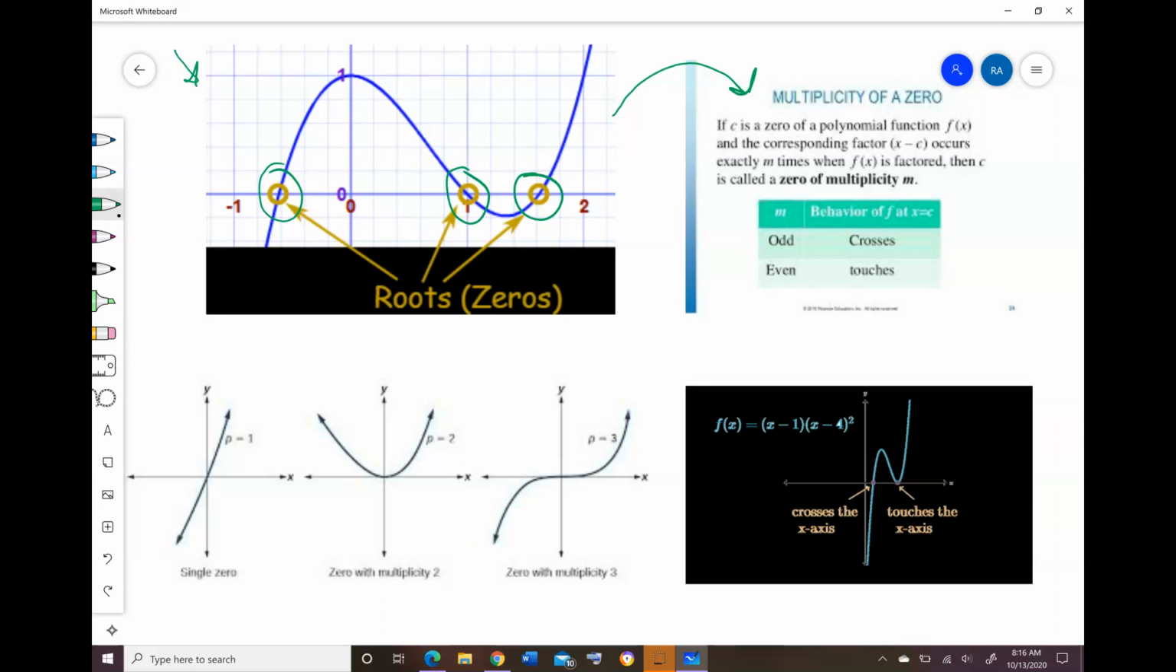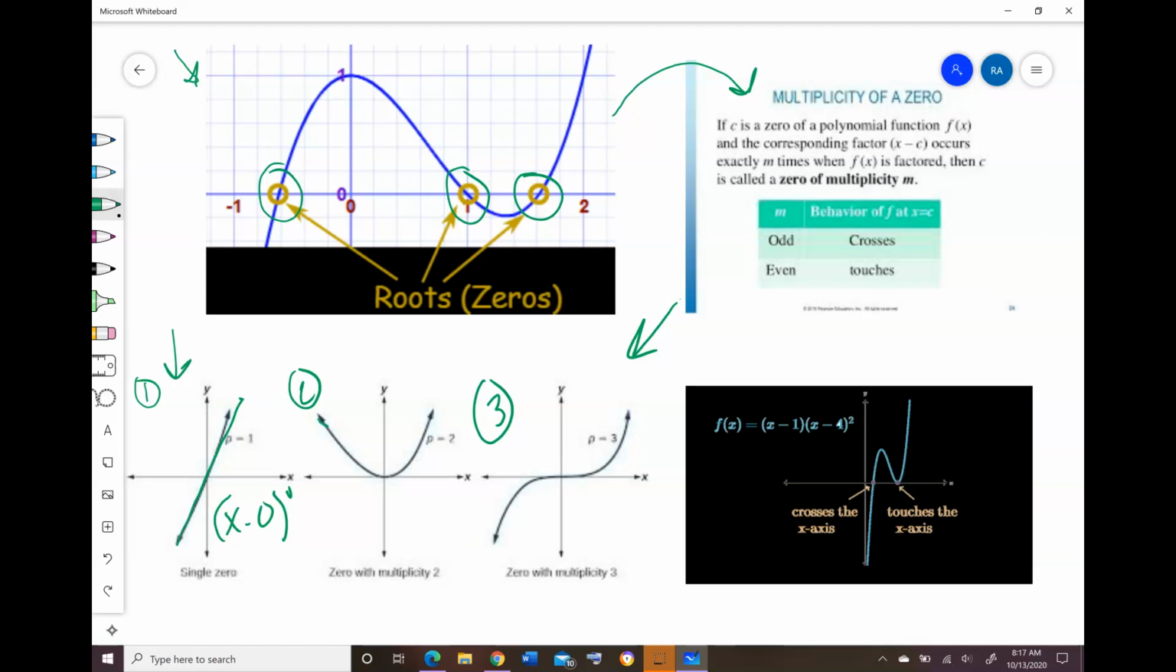Now, what does it mean by cross or touch? So look down here at this graph. See how right here, number one, we're going to label number 1, 2, 3. When it crosses, see how it just crosses across that axis? That's a single zero. It has a multiplicity. Now, for us in this class, that means that's going to have a multiplicity of 1. So it's going to be like x minus 0 to the first power. Okay, that little 1 right there is the multiplicity.